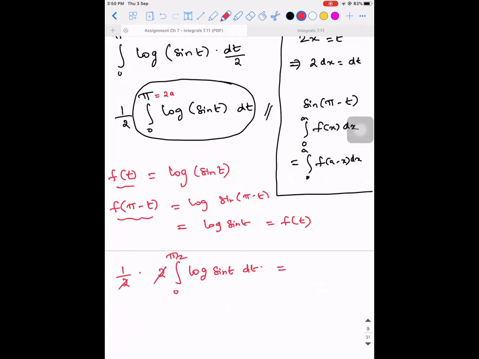Now tell me, what is this? Integral of 0 to pi by 2, log sine x, the very first property. Can I write it like this? Because integral of 0 to a f of t dt is equal to integral of 0 to a f of x dx. Accepted?